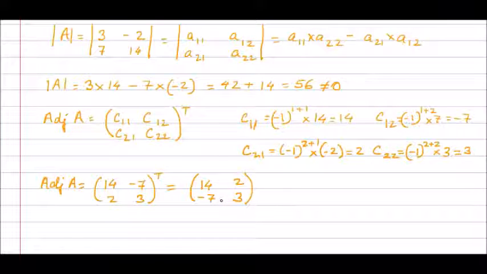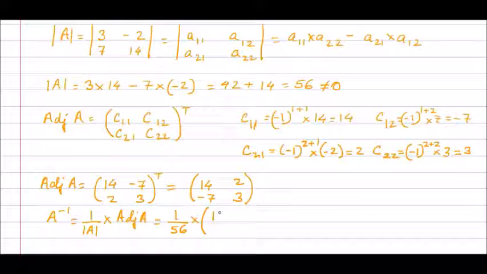Now what is A inverse? A inverse is equal to 1 by det A times adjoint A. And what was the value of det A? Det A is equal to 56. So we will be putting the value of det A. It is 1 by 56 into this matrix, adjoint A. Adjoint A is not a number, it is a matrix. So we write this as 14, minus 7, 2 and 3. We can keep it as it is, or we can multiply every element of this matrix by 1 by 56.